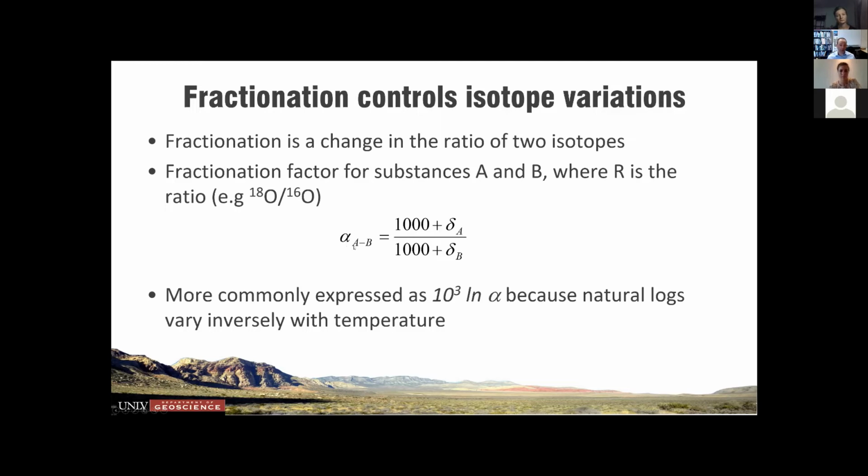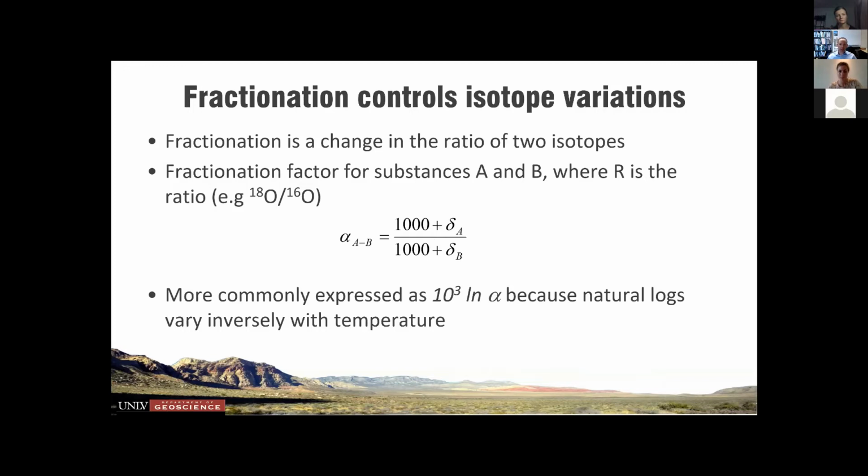And we can look at substance A and substance B. So we're just looking at, if you went, for example, from that ocean water to evaporating it into a vapor, you would have a fractionation factor here. And that can be calculated by just taking your delta value. Let's say A is the ocean, and then the delta value of the vapor, delta B, and then you just add them both to 1,000 and divide, and you come up with this alpha value.